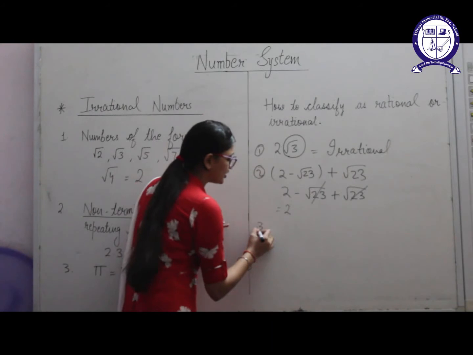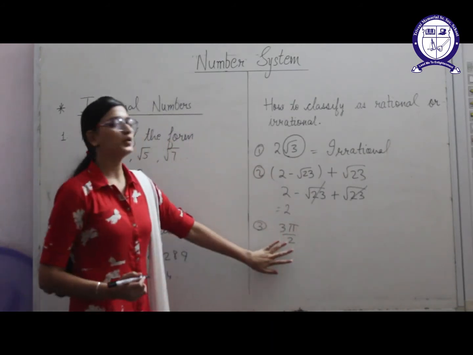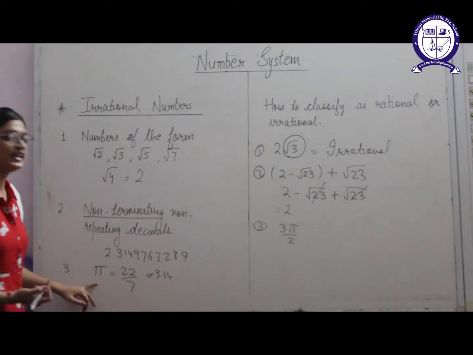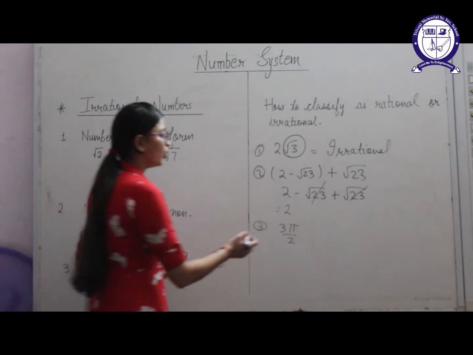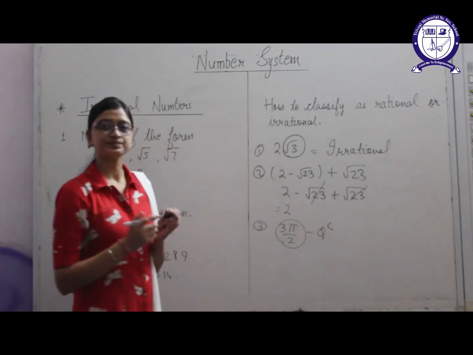For example, another question we have is 3 pi by 2. We know 3 by 2 is a rational number, but I have told you before that pi is always an irrational number. So this whole number will be an irrational number.